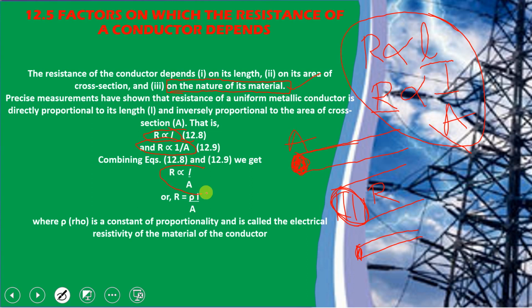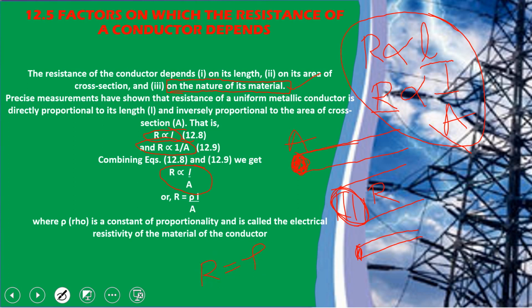Resistance is directly proportional to L upon A. Understand? Since it is a proportionality sign, as we studied in the last class, there exists a constant. So by removing this proportionality, we can put a constant there, and we write this as R is equal to rho.